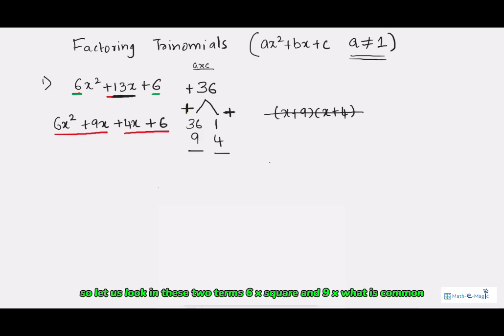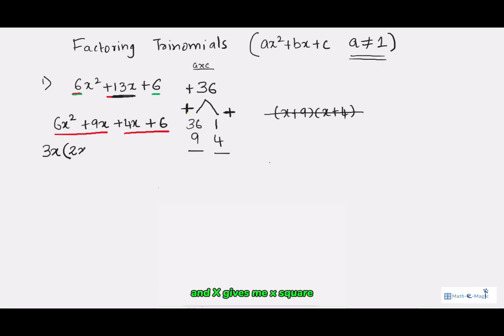So let us look at these two terms, 6x squared and 9x. What is common? Correct. x is common, and also I can see that between 6 and 9, 3 is the common factor. So I'll take 3x common, and what remains inside is 3 times 2 gives me 6, and x gives me x squared. So the first term would be 2x plus, and then 3 threes are 9, and x is already factored out, so it will just be 2x plus 3. Now I will work with my other two terms, that is 4x plus 6.